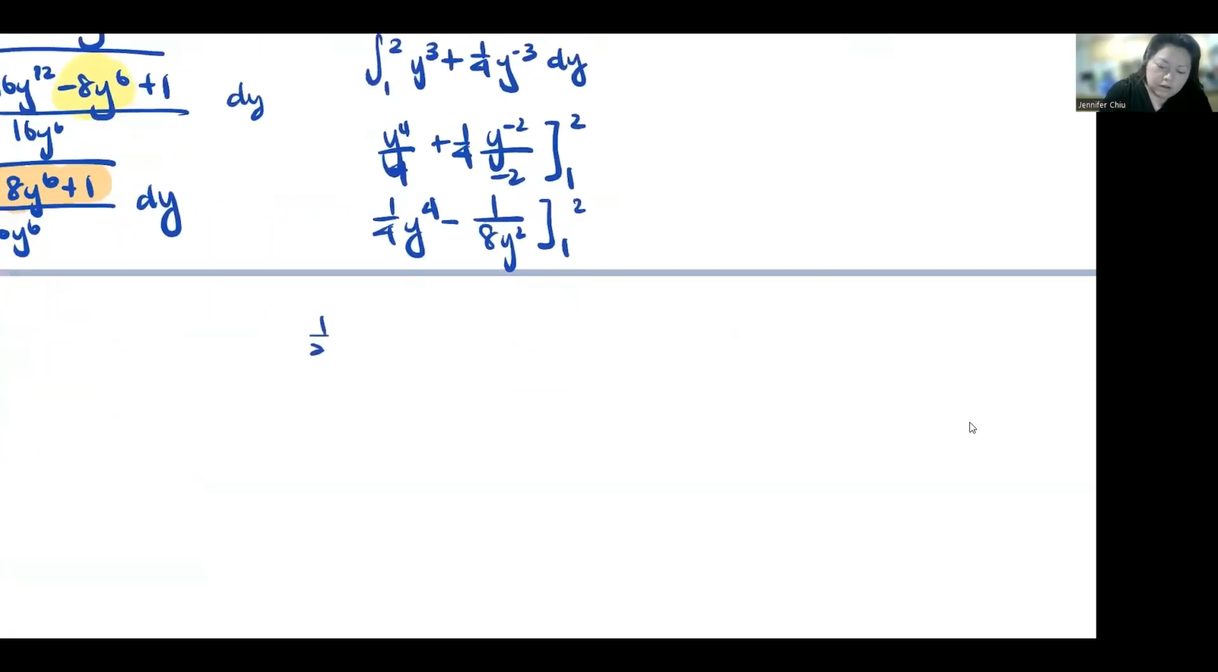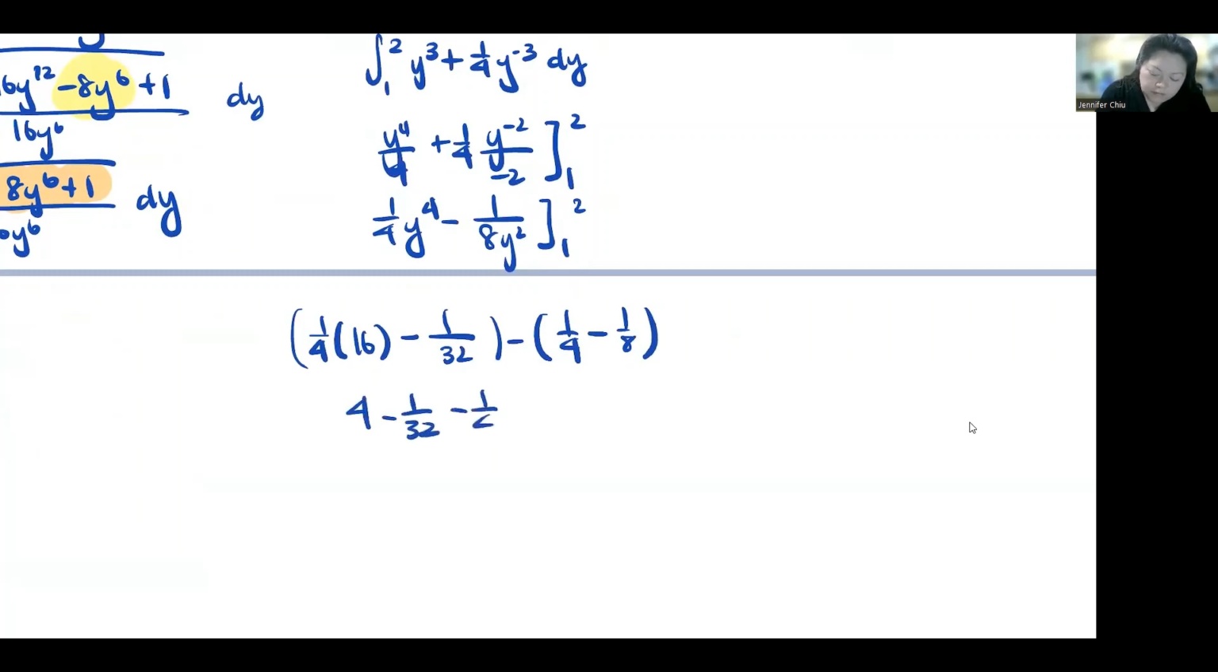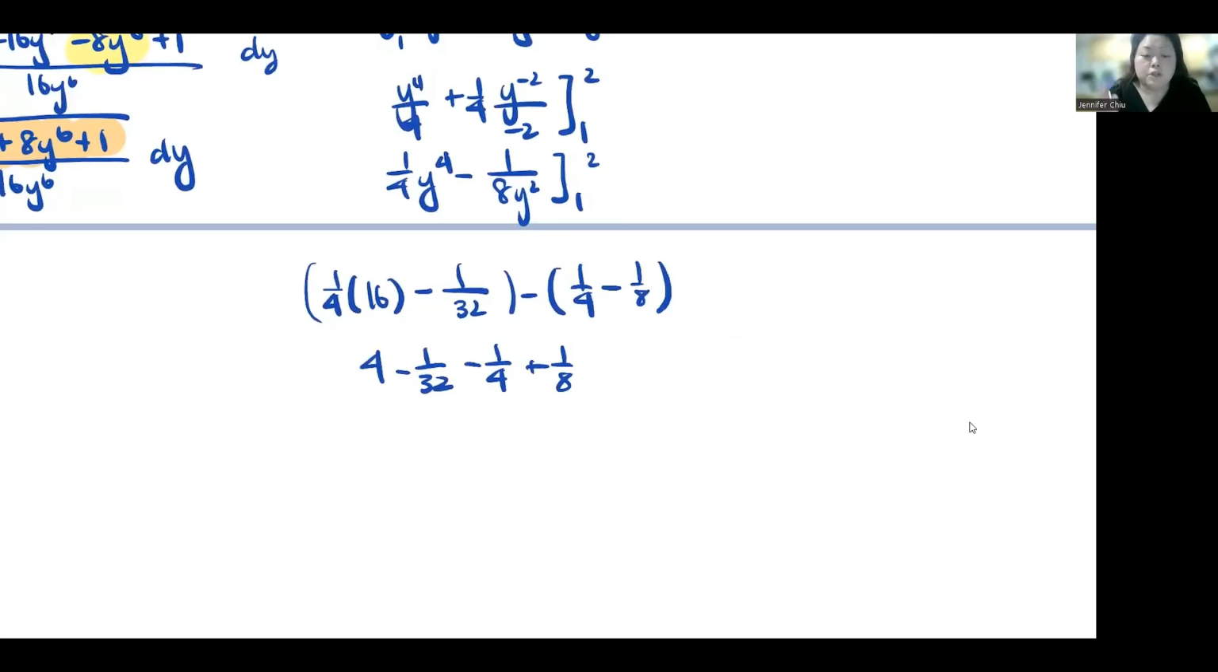So 1/4, 2 to the 4th is 16, minus 1 over 8 times 4 is 32, minus 1/4 times 1 is 1/4, minus 1/8 times 1 is 1/8. Okay, so I get 4 minus 1 over 32 minus 1/4 plus 1/8. A good thing is you can see your common denominator is 32, so it's actually a lot easier to work with on this one.